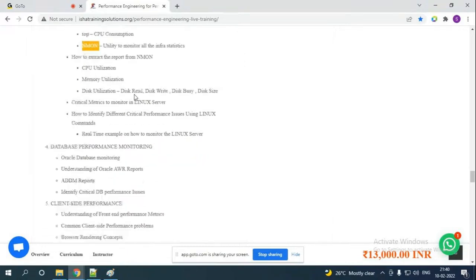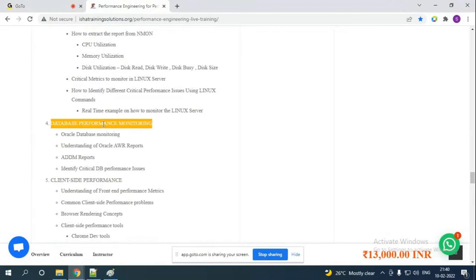And then on database performance monitoring, we are going to learn Oracle database monitoring. In that we are going to learn the AWR report, automatic workload repository report. What does the AWR report mean? What do ADDM reports mean? What does the ASH report mean? How will you identify the problem in your AWR report?